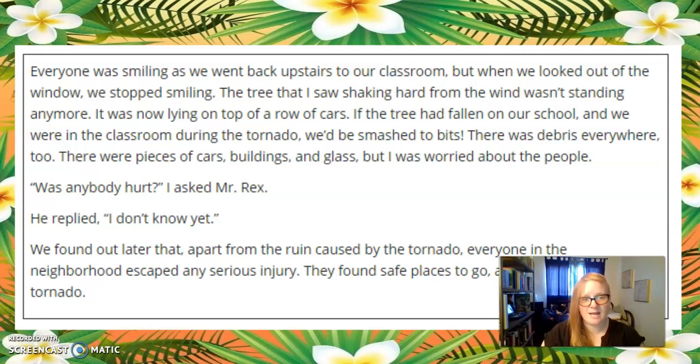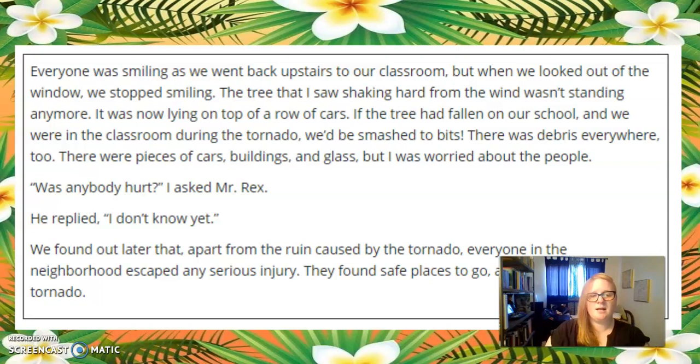Was anybody hurt? I asked Mr. Rex. He replied, I don't know yet. We found out later that, apart from the ruin caused by the tornado, everyone in the neighborhood escaped any serious injury. They found safe places to go, and I survived my first tornado.